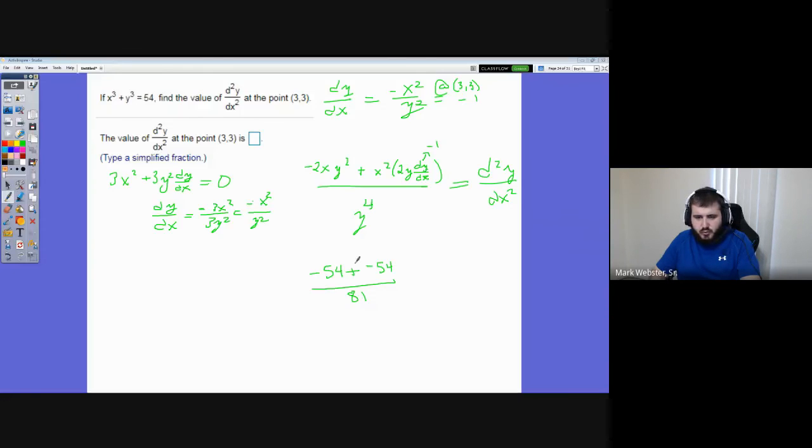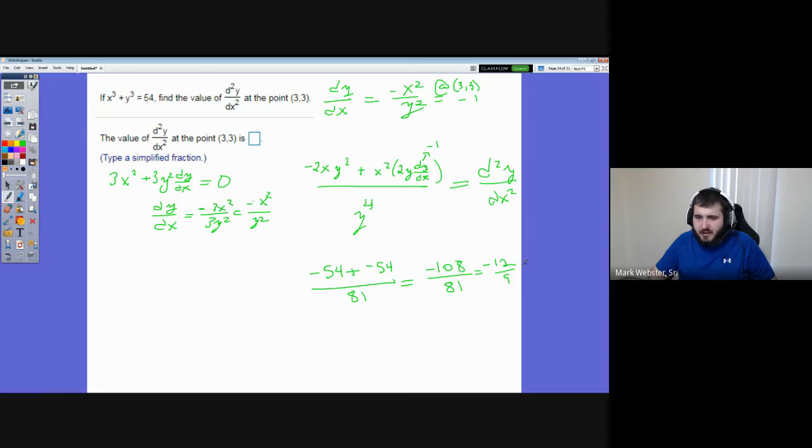And then just simplify. This is negative 108 over 81. And there's totally a 9 in the top and the bottom here. I think that's 9 times 12, right? 9 times 10 is 90 plus, yeah. Okay, so this is 9 times 12. So we're going to end up with negative 12 over 9.